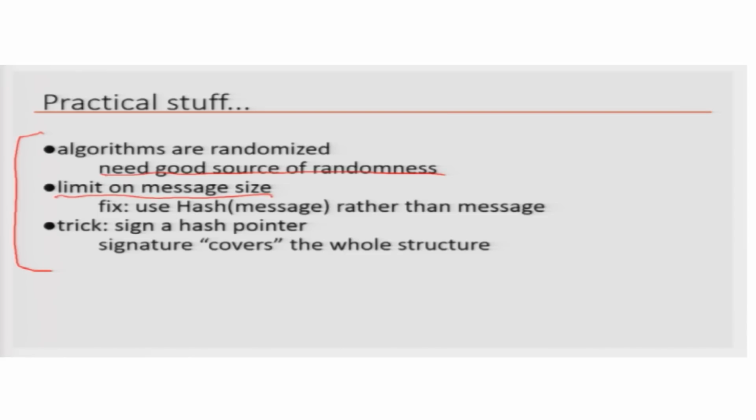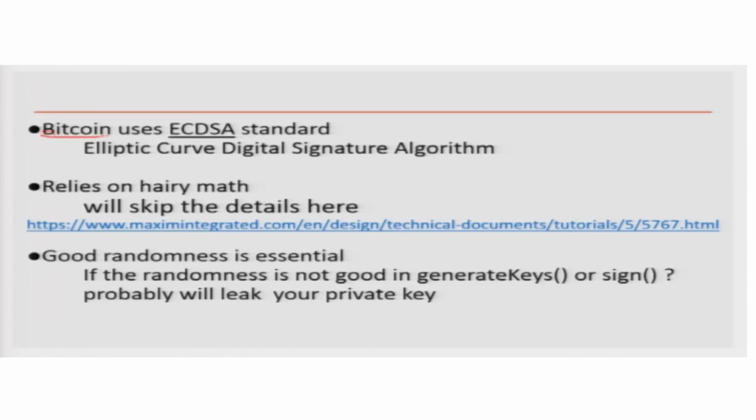Also, when you sign, you can sign a message or you can sign the digest of the message, because the digest of the message is always smaller than the message. So, that makes your signature faster. And you can also sign a hash pointer. So, not only do you keep a hash pointer, you actually then sign the hash pointer, and that will cover the entire structure. A hash pointer covers only part of the structure, but if you sign the hash pointer, it covers the entire structure. Now, in the Bitcoin blockchain, digital signature is very crucial.